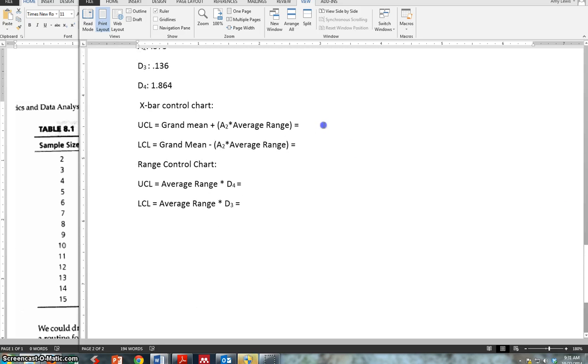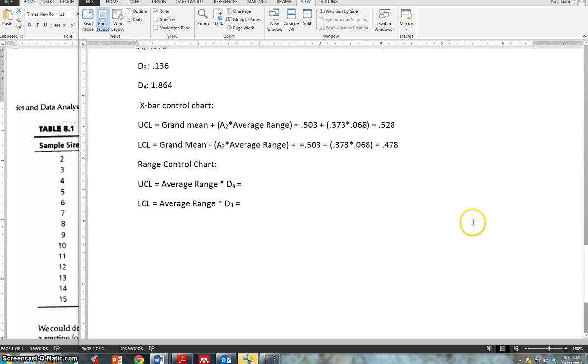Again, like before, we're just going to finish the arithmetic, very straightforward. So for an X bar chart, I start with my grand mean of 0.503. I add A2, 0.373, times my average range of 0.068. And that works out to 0.528. For my lower control limit, again, I start at 0.503. This time I subtract 0.373 times 0.068, which works out to 0.478.